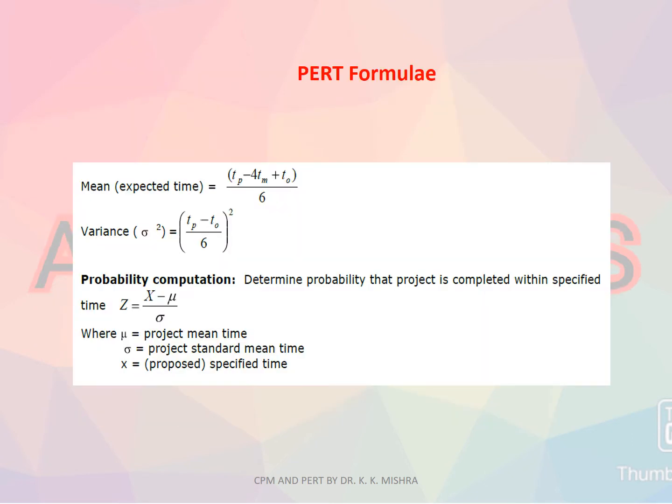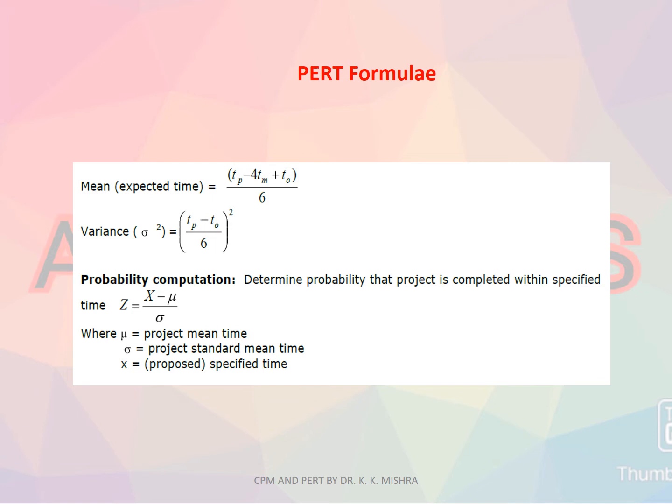Certain formulae we also use in order to calculate expected time, which is also known as mean. So here we write it as (Tp + 4Tm + T0) / 6, or with other notation in different books, it is written as (A + 4M + B) / 6, where A is the most optimistic time, M the most likelihood time, and B the most pessimistic time.